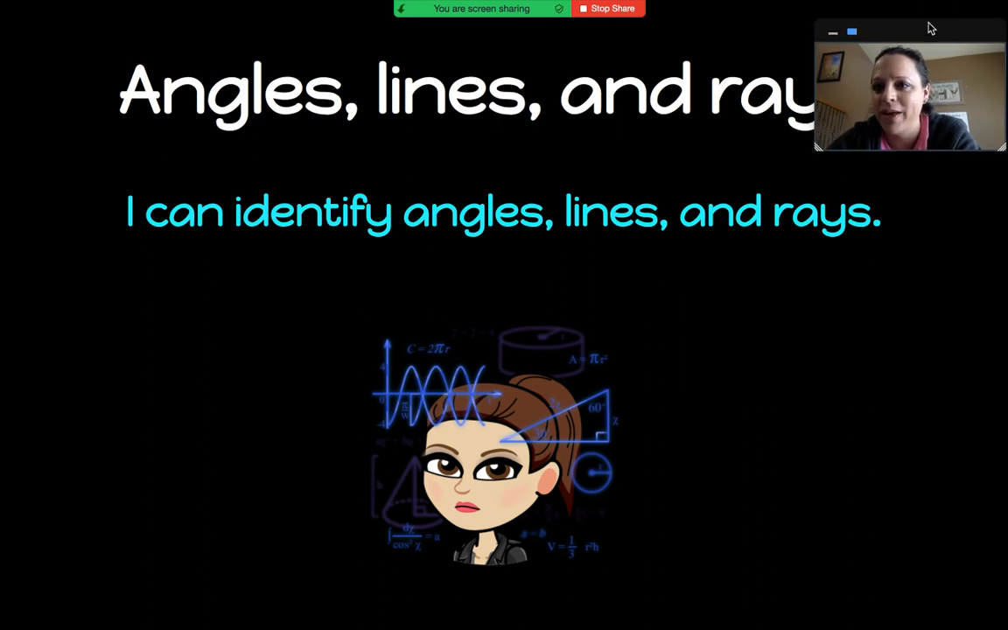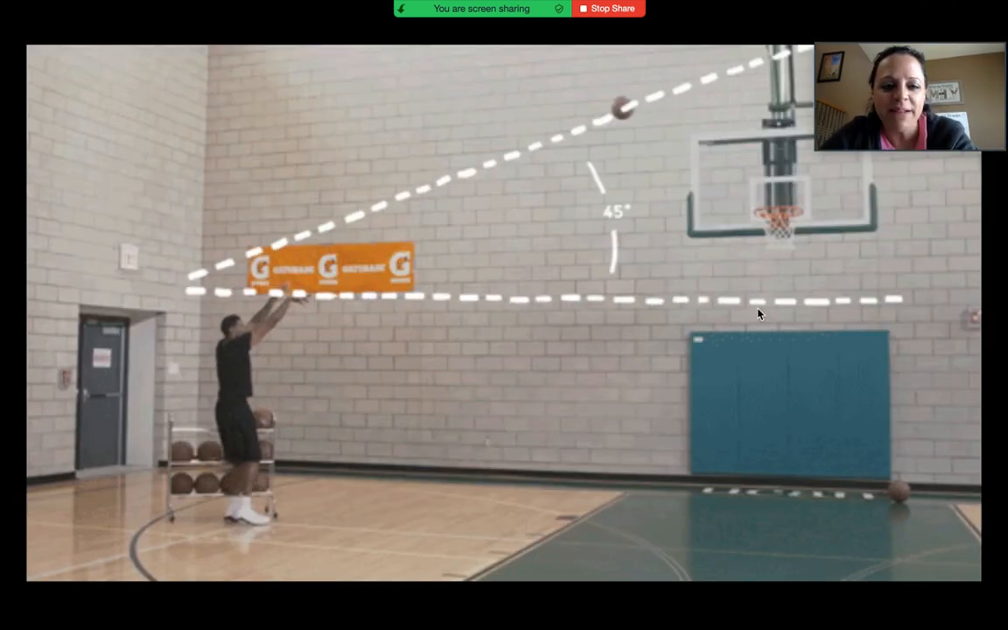So here we go. All right, angles are very important for a number of reasons.